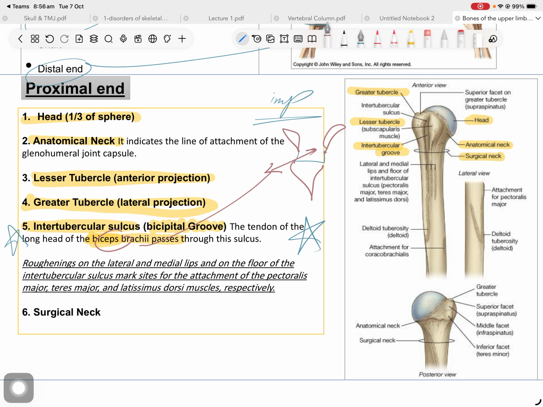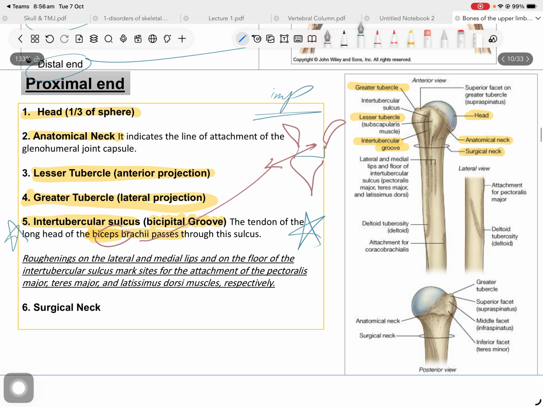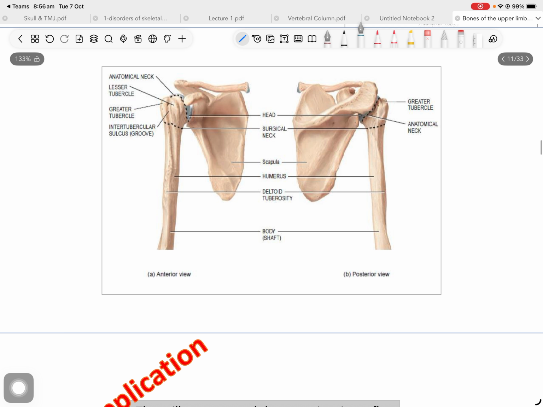So here, just to realize the difference between the anatomical neck, which is located directly under the head of the humerus, and the surgical neck, which is the constricted part here.